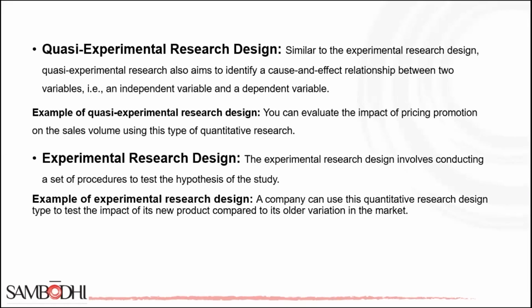Next is quasi-experimental research design. Similar to the experimental research design, quasi-experimental research also aims to identify a cause and effect relationship between two variables, that is, an independent variable and a dependent variable. However, this experiment involves subjects being assigned to groups based on non-random criteria.